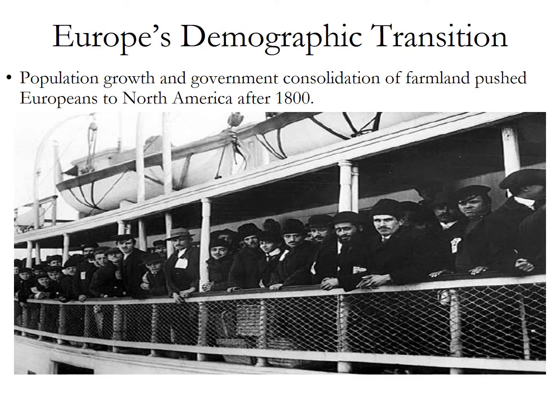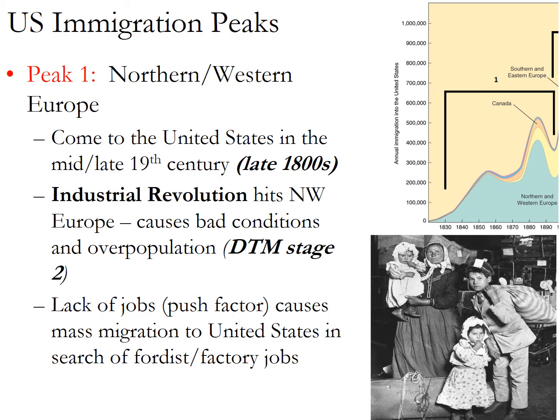So, we have to start with Europe's demographic transition. We have belabored the point of the demographic transition model. And we know that Europe went through the demographic transition before anybody else because they went through the Industrial Revolution first. And we know when you go through the Industrial Revolution, you go to stage 2 of the demographic transition and you have the population explosion. And that's what causes peak 1.